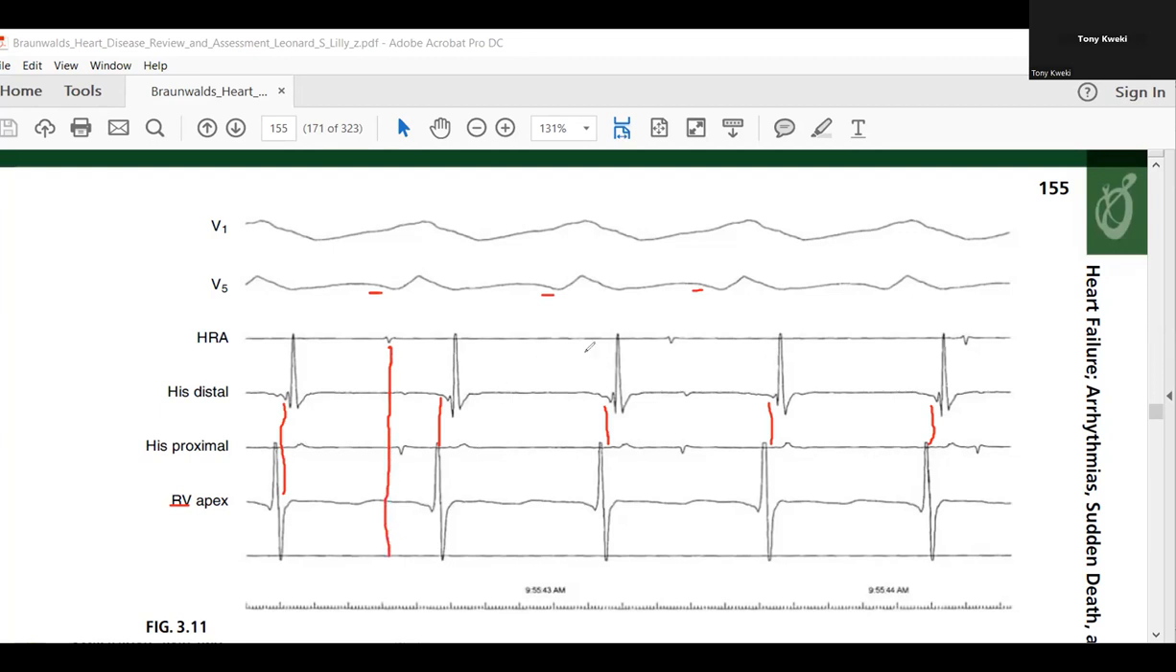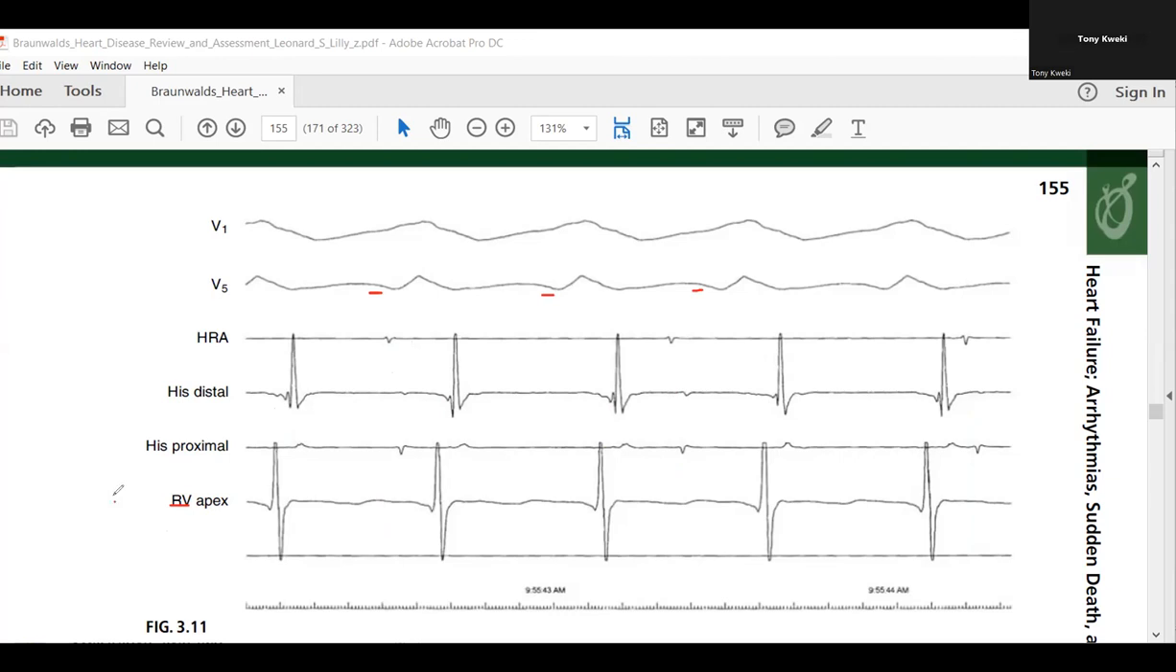You can see a bit of delay, corresponding to the His proximal. Of course, we expect that there has to be some correspondence. However, what we are seeing here is that there seems to be a correspondence with the QRS complexes, and then with the His distal and the RV apex. However, there seems to be a dissociation between the HRA and the His proximal, which tells us about what happens in the atrium before it gets to the ventricle.